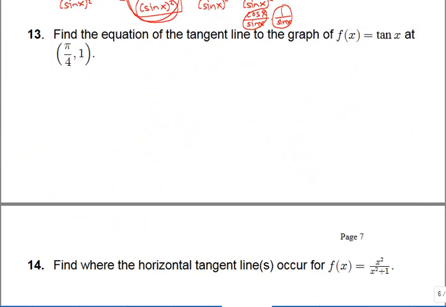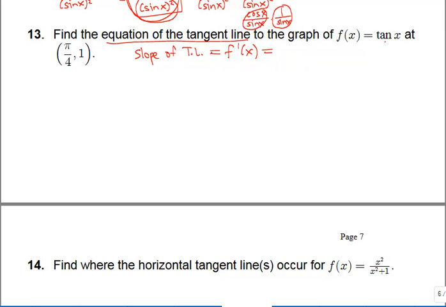Okay, the next example says find the equation of the tangent line to the graph of f of x equals tangent of x at the point pi over 4, 1. So first thing you have to remember is if you want the equation of a tangent line, the first thing you need to find is the slope of the tangent line, because you can't find an equation of a line without knowing its slope. And the slope of a tangent line is exactly the same as a derivative. So we need to know what f prime of x is going to be.